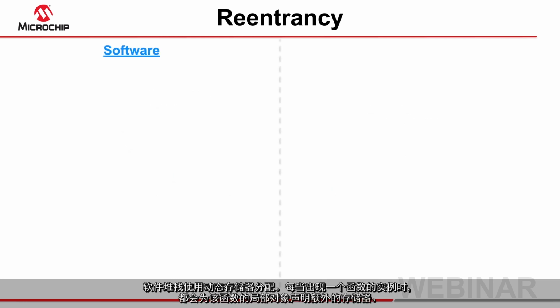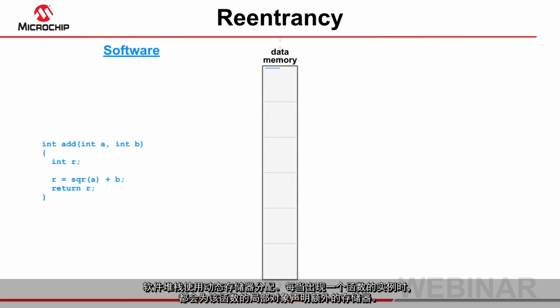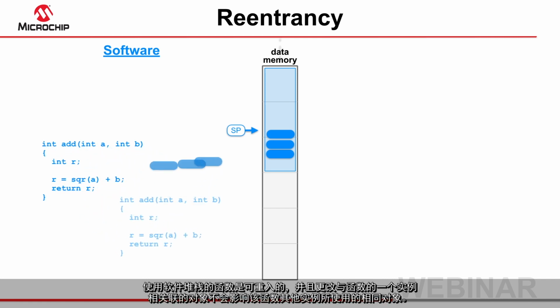A software stack uses dynamic memory allocation. Additional memory for a function's local objects is claimed each time an instance of that function comes into existence. Functions using a software stack are reentrant, and changing an object associated with one instance of a function does not affect the equivalent object used by others.